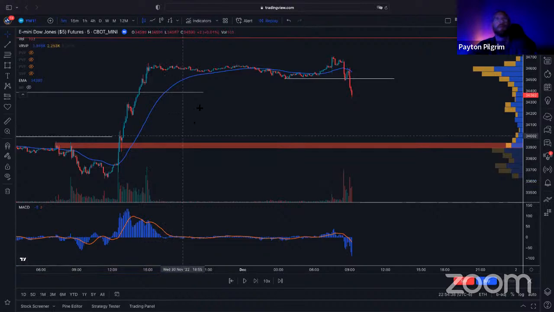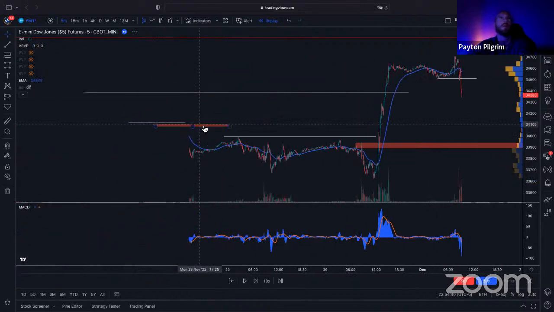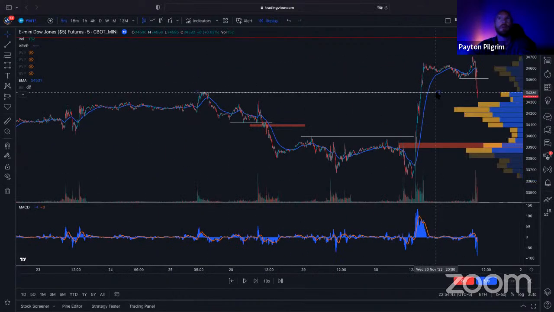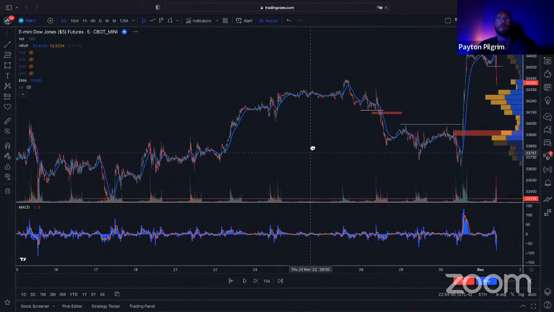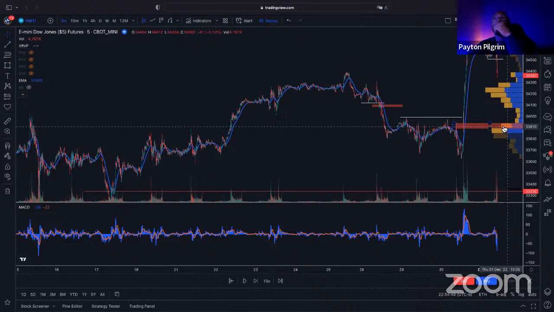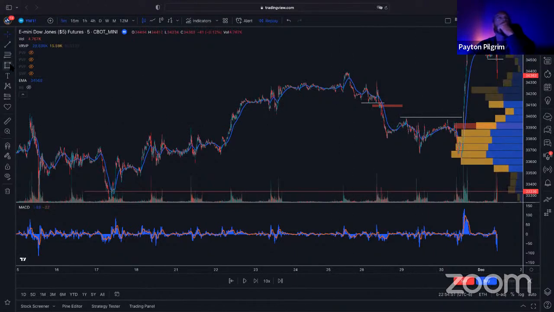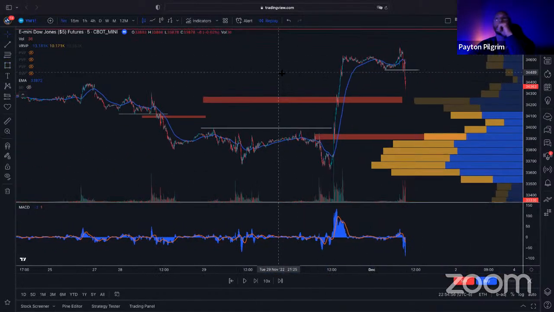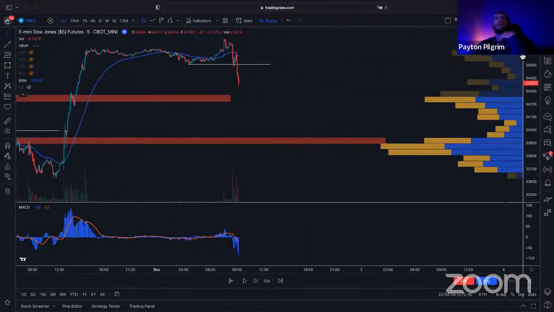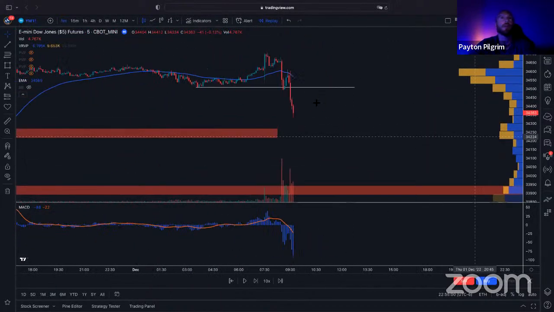So this was resistance? Yes. Okay, let's put a little bit more in here. We should have a lot of volume profile to work with. Yes. Okay, so this would be the first area. That would be the second area. Pretty easy.